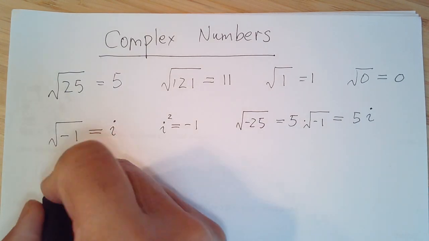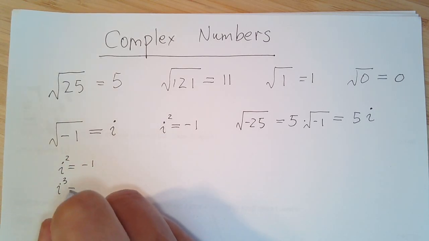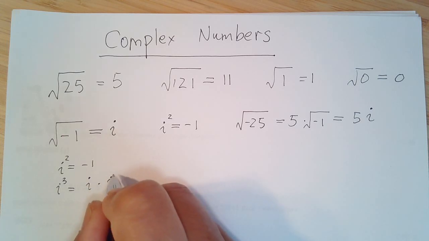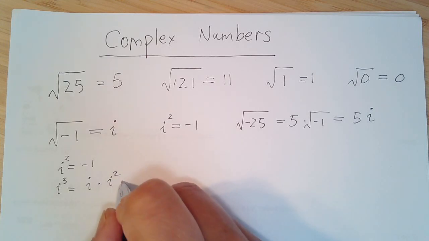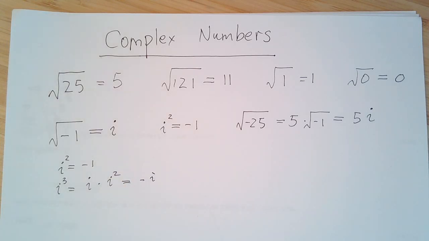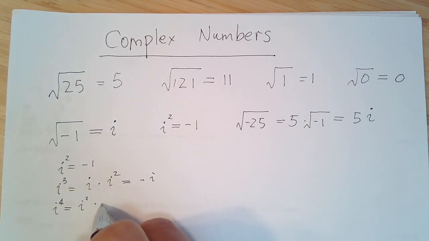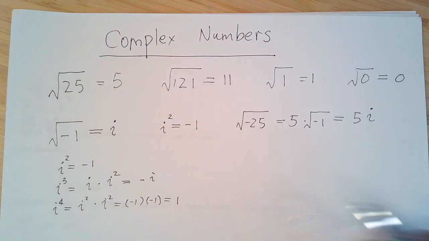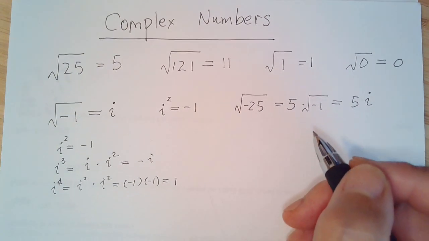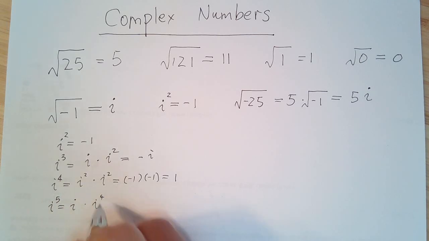All right, now, i squared is -1. What about i cubed, which is i times i squared? And every time you say i squared, that's a -1. So this is -1 multiplied by i, which is -i. And i to the 4th, which is i squared times i squared, and -1 times -1 is 1. Okay, so what about i to the 5th, which is i times i to the 4th? We know i to the 4th is 1, so that is just i.